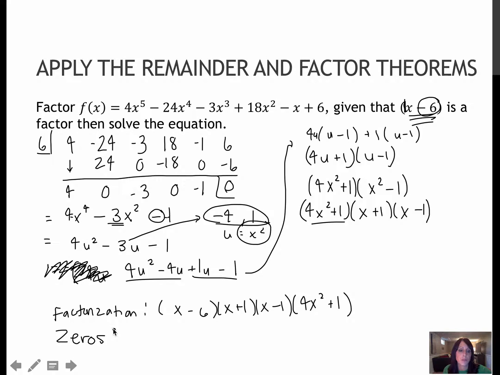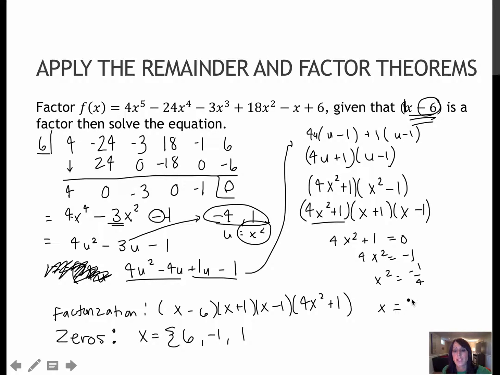Finding the zeros would be what happens when I take x minus 6 and set it equal to 0. So my zeros would be positive 6, negative 1, positive 1, and then I would have to set this one equal to 0, which gives me 4x squared equals negative 1, x squared equals negative 1/4. I would take the square root, so x equals plus or minus 1/2 i. So my other two solutions would be 1/2 i and negative 1/2 i.